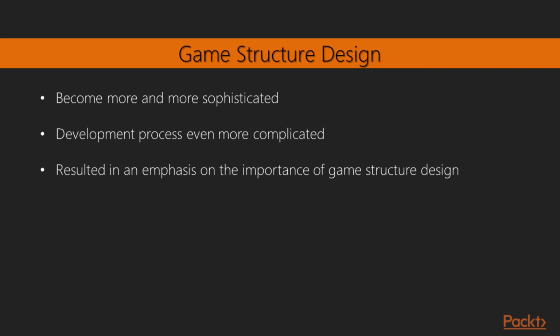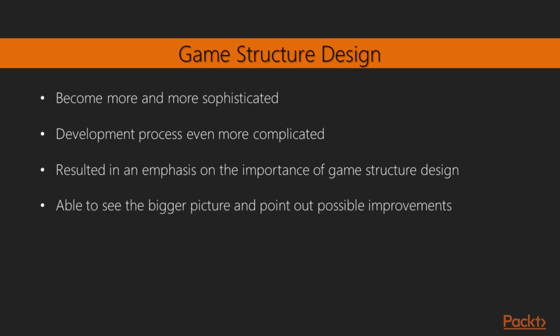From the game structure, developers will be able to see the bigger picture and point out possible improvements for the game before they start implementing it. Game structure consists of several different categories, including the flow of the user interface, finite state machine, game mechanics design, decision maker chart for AI, and so on.